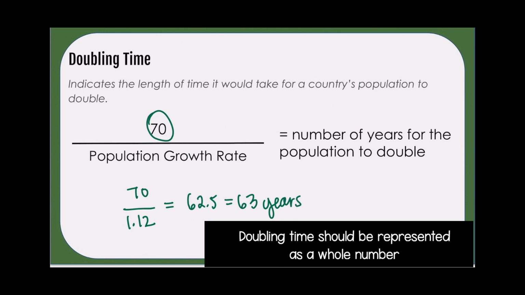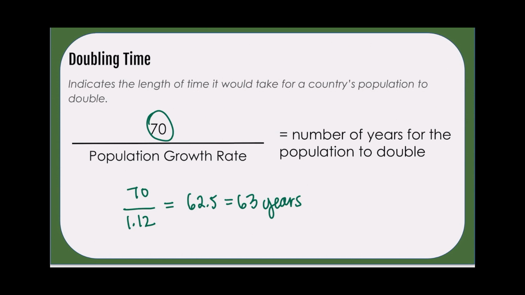So for Canada, it would take 63 years for our population to double at the rate at which it is growing. And that's how you calculate demographics.